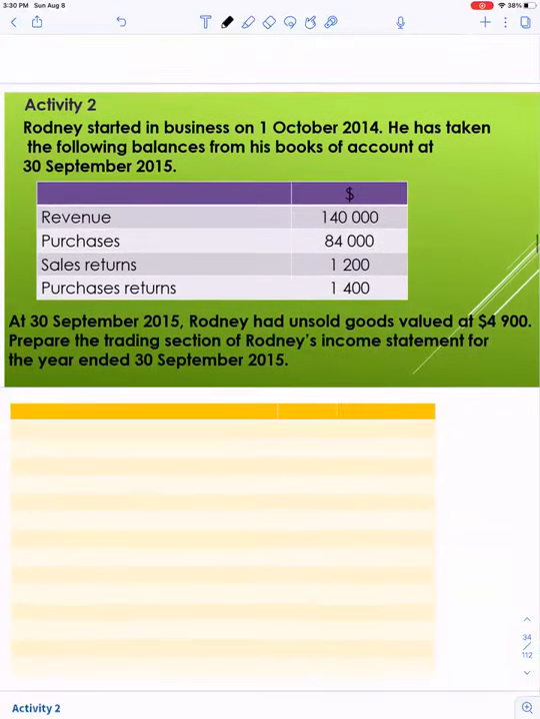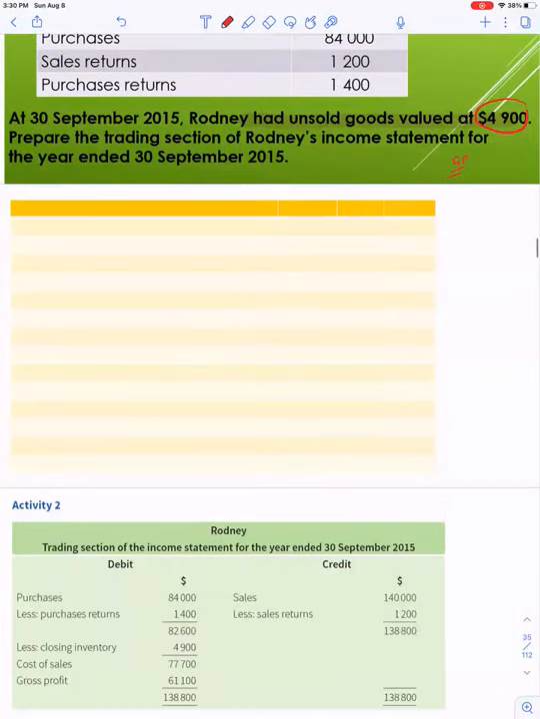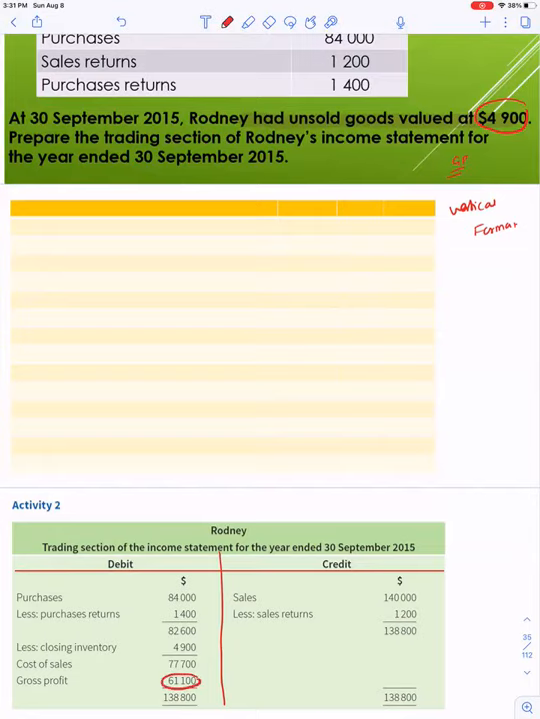You would also try the activity number 2. In activity number 2, you have unsold goods which is valued at 49,500. Try and arrive at the gross profit. This is the horizontal format. We are not learning the horizontal format, so you will do it in the vertical format. The answer to the gross profit is over here. So you should arrive at a gross profit of 61,100.